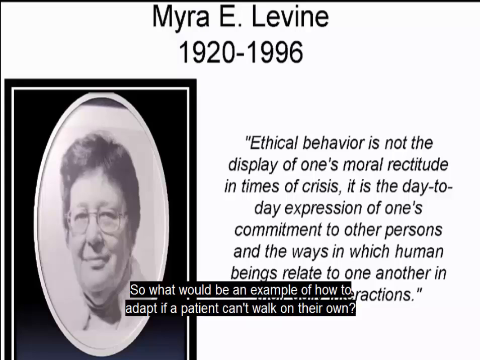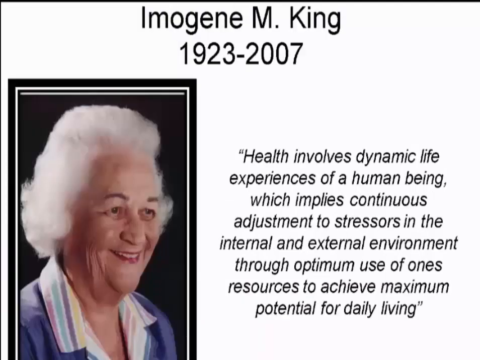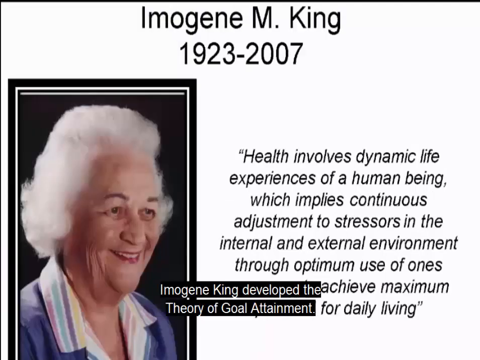So what would be an example of how to adapt if a patient can't walk on their own? An example would be the use of a cane, a walker, or a wheelchair, and these would all be application of Levine's conservation model. Imogene King developed the theory of goal attainment.